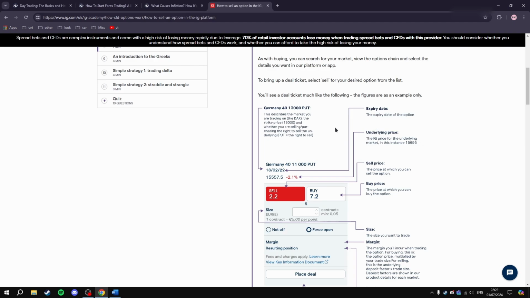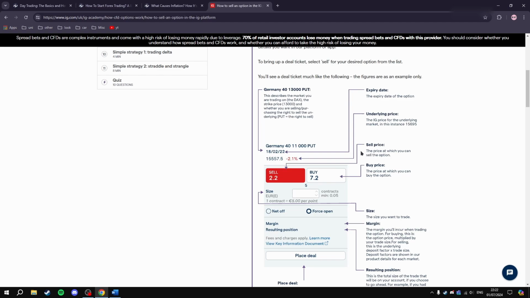Expiry date, the expiry date of the option. Underlying price, the IG price for the underlying market.